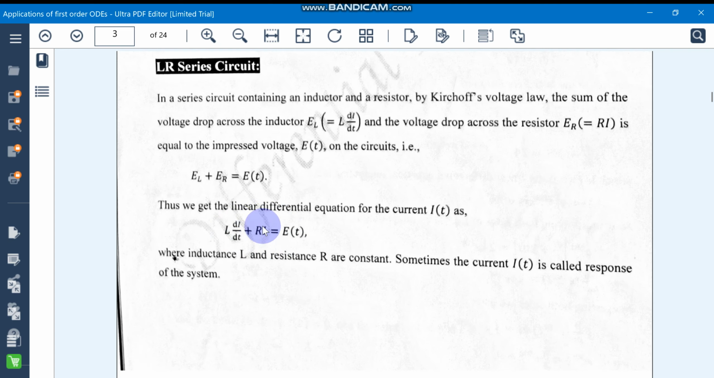On the left-hand side is the total voltage drop, and on the right-hand side is the voltage rise. So this is actually the mathematical model for such a circuit having an inductor and a resistor.